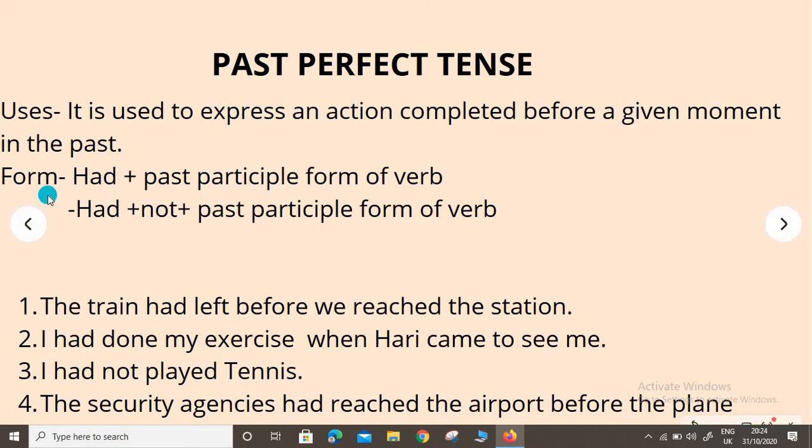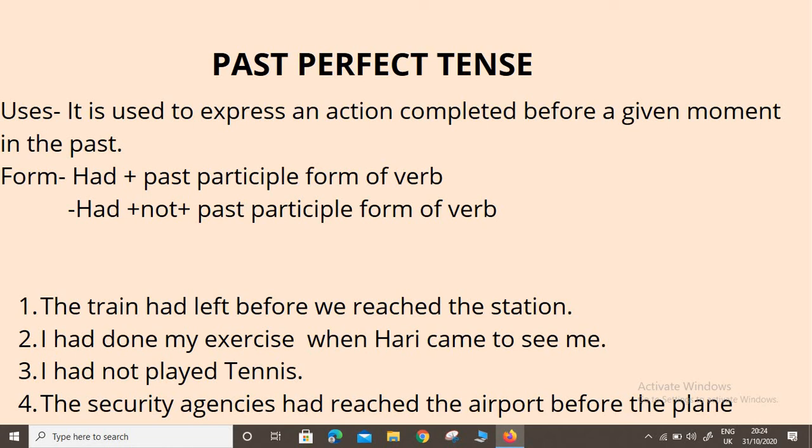The sentence structure for this would be had plus past participle form of the verb. So what we need to put? Had for both singular as well as plural subjects. Had plus third form of the verb. And if we have to make a negative sentence, then it would be had plus not plus past participle, third form of the verb.